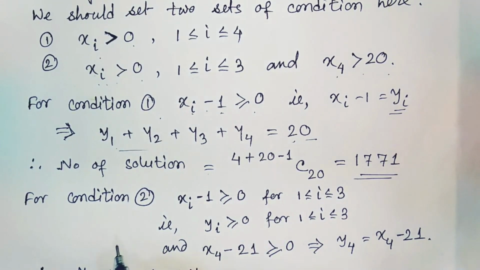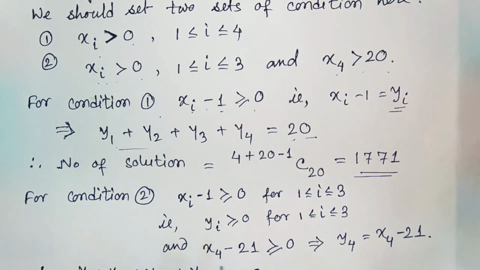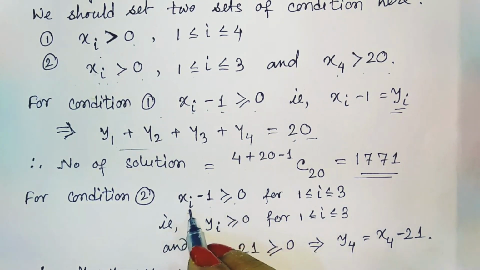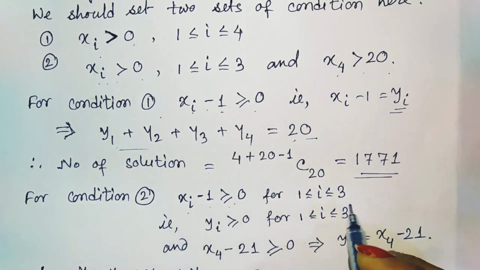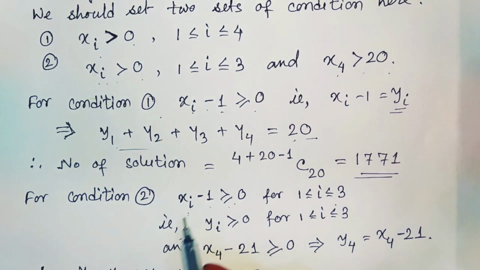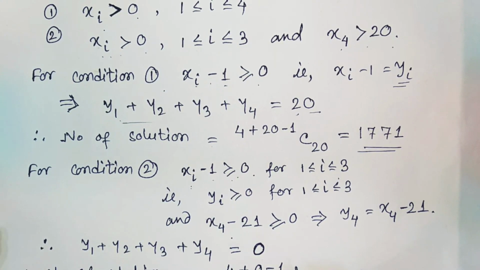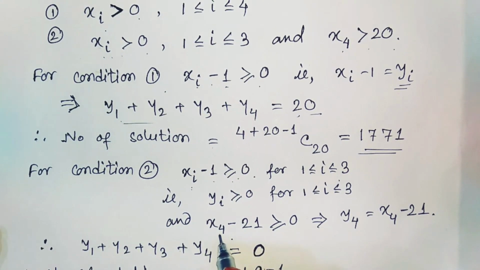Next, for the second condition, we find that x1 minus 1 is greater than or equal to 0, similarly x2 minus 1 greater than or equal to 0 and x3 minus 1 greater than or equal to 0. And one more condition is here, for x4.